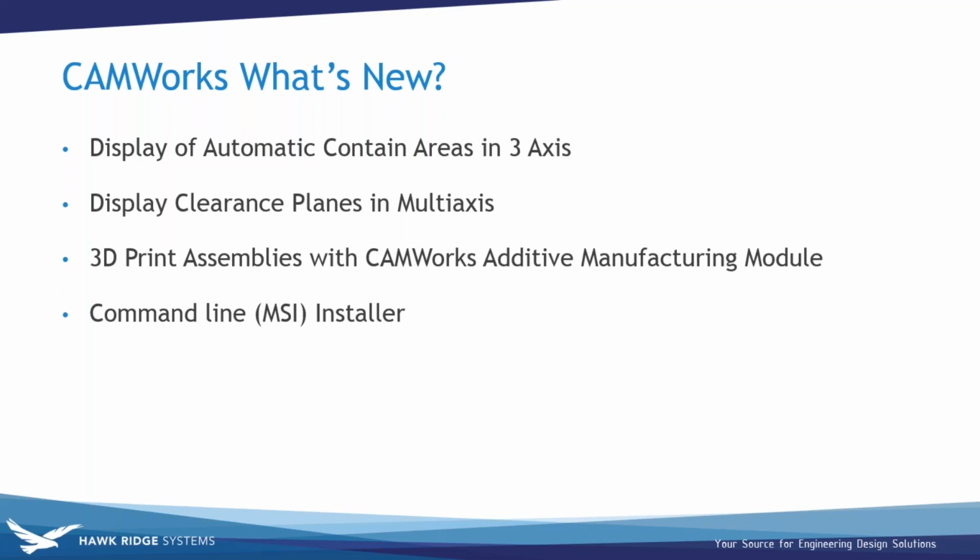Again, just display of clearance planes and things like that. When you're in multi-axis and you've got full 5-axis capability, you've got planes coming off in all sorts of different directions. You want to make sure that whatever you're specifying is clear and accurate. You want to know where the clearance plane is, because your clearance plane might not be where you think it's going to be. So it just helps with a little visual reference there.